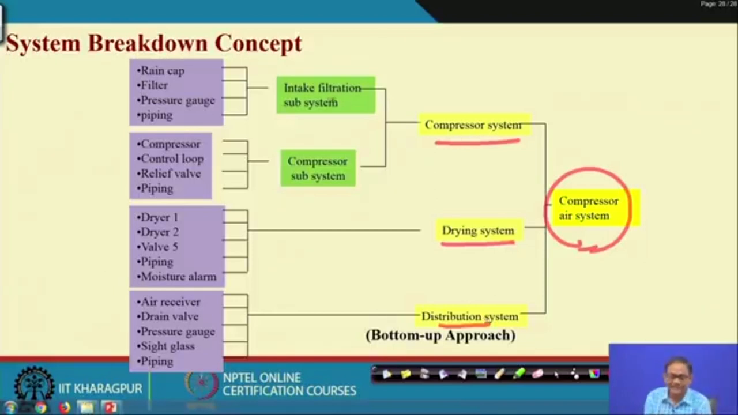So, the compressor system has intake filtration subsystem and compressor subsystem. The drying system has no further subsystem, straightaway at the component level, and the distribution system is also at component level. Now, intake filtration subsystem has rain cap, filter, pressure gauge, piping; compressor subsystem has the compressor, control loop, relief valve, piping, and these things.